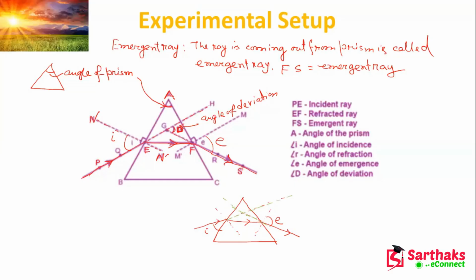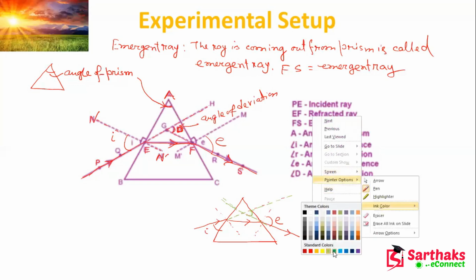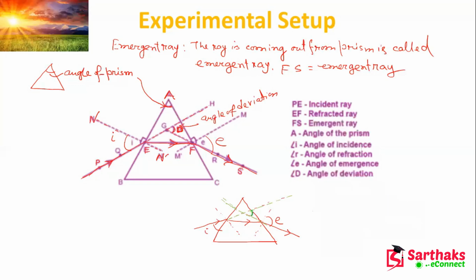Can you see the green lines? Okay, so this line. If now the angle of deviation is this one. Angle of deviation is this one. This color is not so much visible. So this is the angle of deviation.